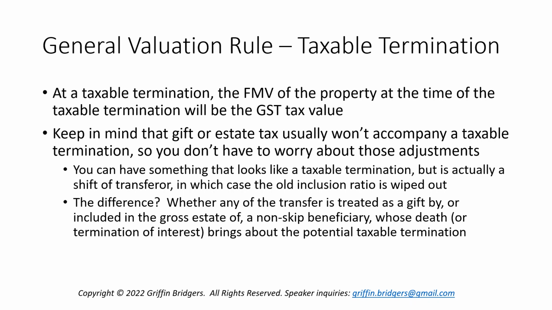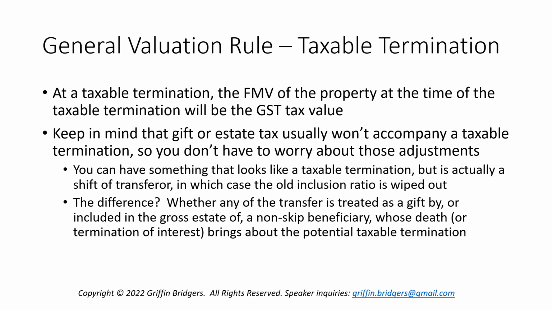Now, you would keep in mind that gift or estate tax, again, usually won't accompany a taxable termination, so you don't have to worry about those adjustments. But again, you don't have a corresponding gift or estate tax appraisal that you could rely on. Now, one catch here is that sometimes you might have a gift or estate tax appraisal that's required in this case. You can have something that looks like a taxable termination on its face, but is really just a shift of transferor. The difference being in that case, the old inclusion ratio is wiped out and you create a new one based on the new transferor's allocation of GST exemption.